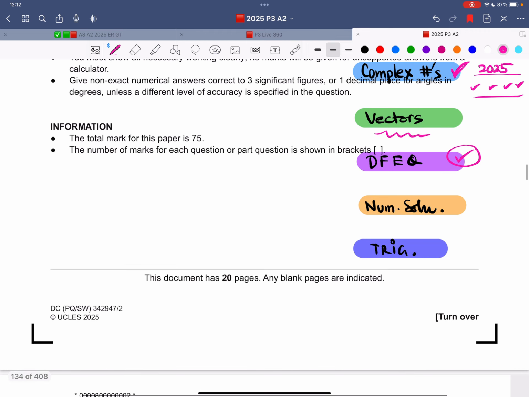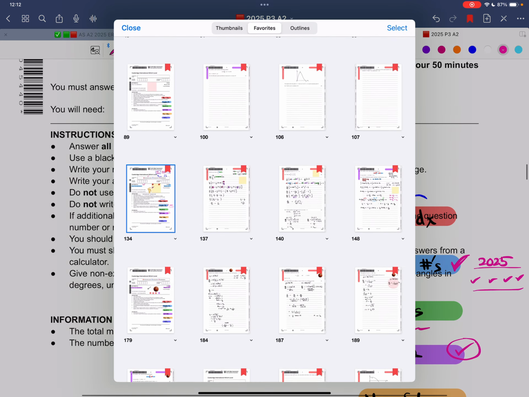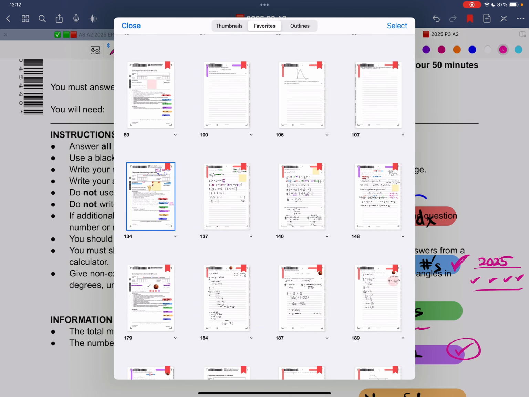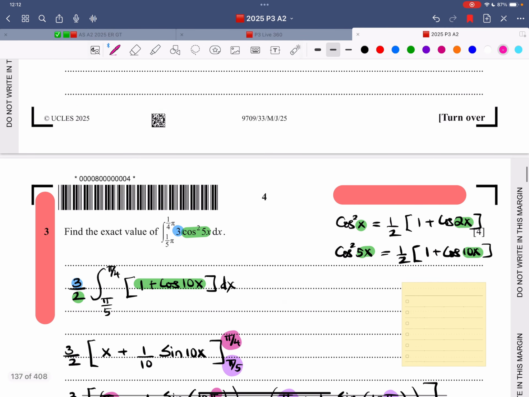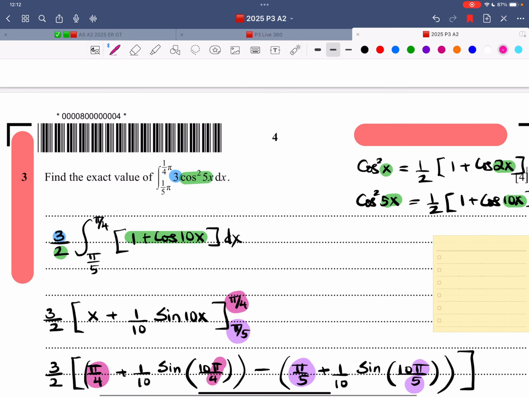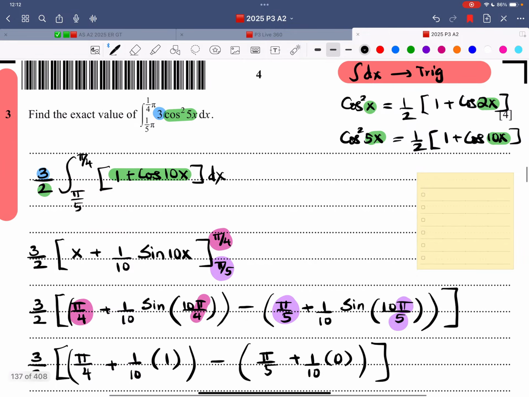So now if we look at this paper, let me go to the favorites and to this particular question. Question number 3 says find the exact value of this thing. So what exactly is this? This is integration and this is related to trigonometry. Now they need the exact value. 3 cos square 5x. Whenever we have to integrate cos square, there are no ifs and buts. It's just one single method, that is use the double angle formula. That is the only way of doing it.